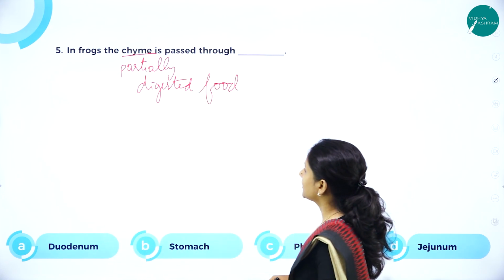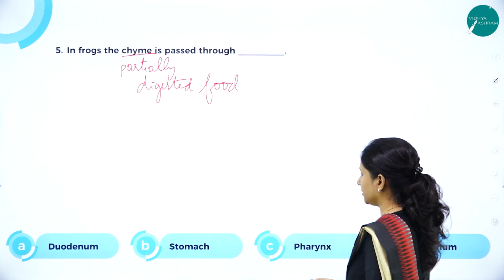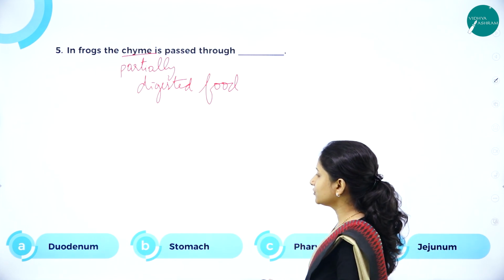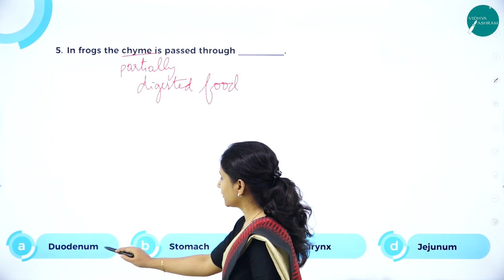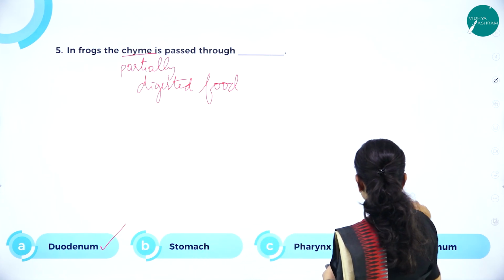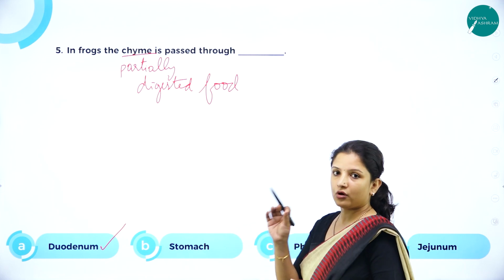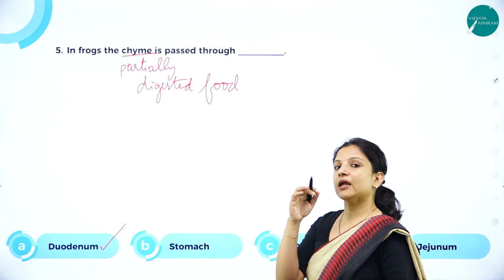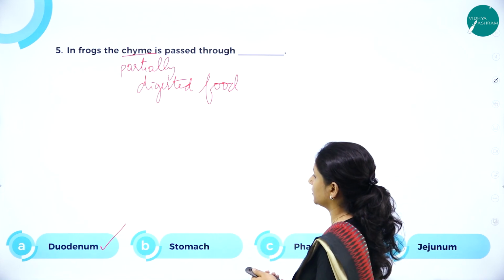So, in frogs, the chyme is passed through duodenum, stomach, pharynx, jejunum. It is passed through the duodenum, because the stomach is connected to the duodenum, and from the duodenum it enters into the jejunum, that is the small intestine. So therefore it is the duodenum, or the tip of the intestine, they have called it a duodenum. So we have to choose duodenum as the answer here.